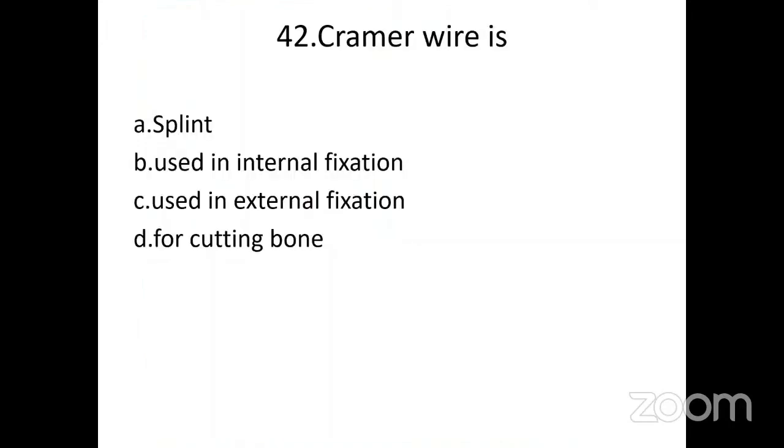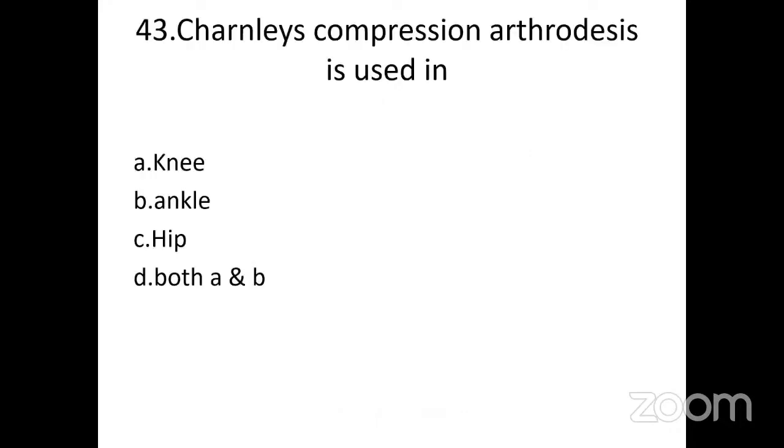Then Kramer wire. Kramer wire is not used as an internal or external fixator. It is just used in first aid. It is a splint for immobilizing the bone while transporting the patient. So it's a splint, like the Thomas splint. It's called Kramer wire, just for splinting and doing first aid only.